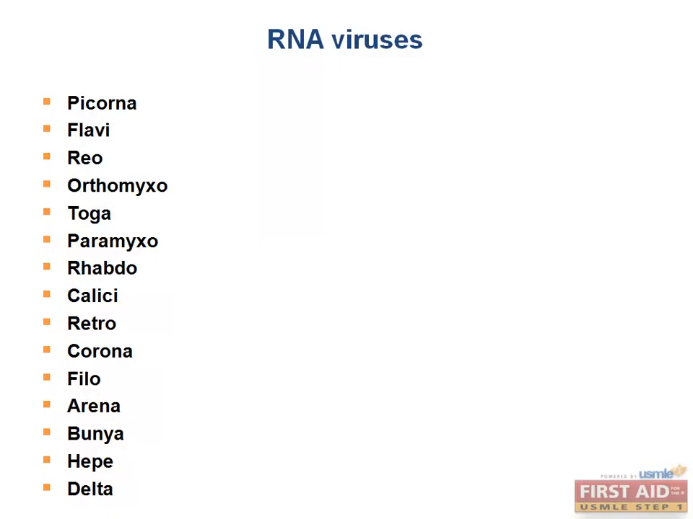Last but not least, we have the Hep virus and Delta virus. Respectively, these include the hepatitis E and hepatitis D viruses. We'll come back to talk about all the hepatitis viruses together.